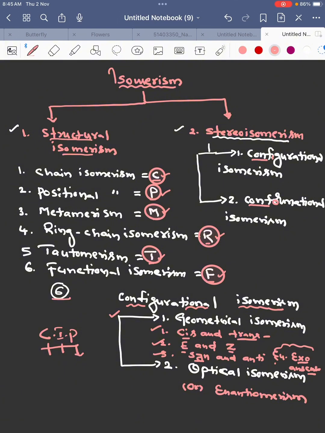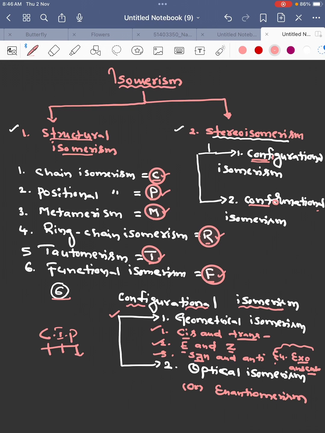One is called chemistry, physics, maths, revision test to fail. Under the stereoisomerism, we have configuration isomerism and conformation isomerism. How do you remember? Say that CONF is the same in both isomers. Then you will write the letters according to alphabetical order. Then come to configuration isomerism.